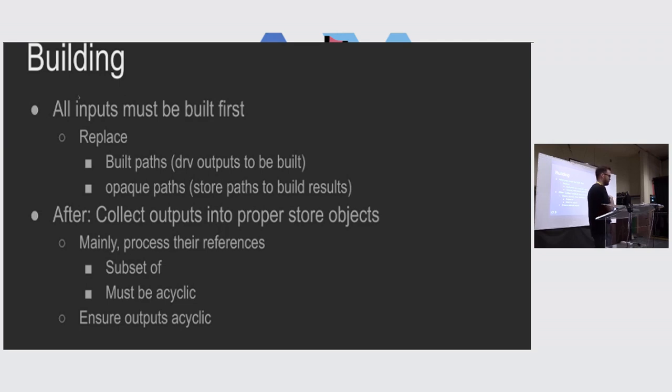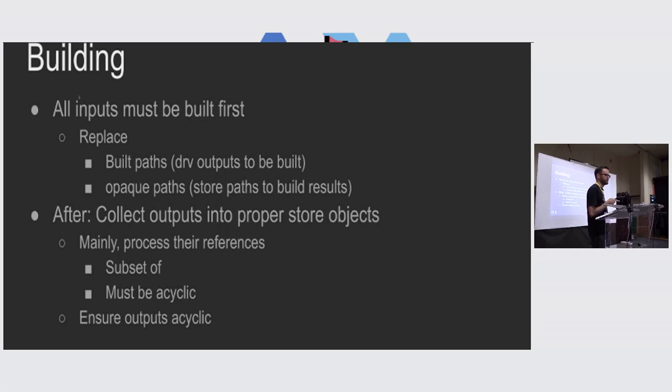So this, we actually need to do some substitution here. And then once all our inputs are built, we can build the task we're focusing on. And then we have to collect its outputs, which exist in the file system, but they're not fully registered. They're not bona fide store objects. And we have to turn them into bona fide store objects.